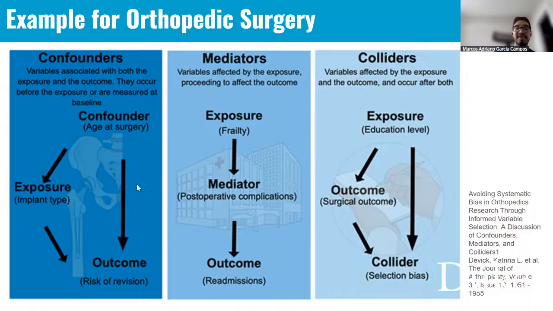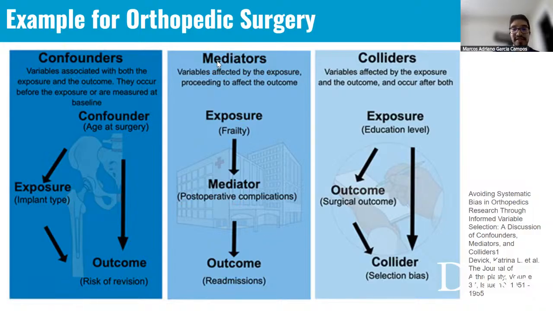And the confounder is the age at surgery. We know the age at surgery can imply the implant type, which implant I will put in my patient. But the age at surgery alone can explain the risk of a revision. Elderly patients can have more risk of revision than younger patients. So this is a confounder because it causes both at the same time.